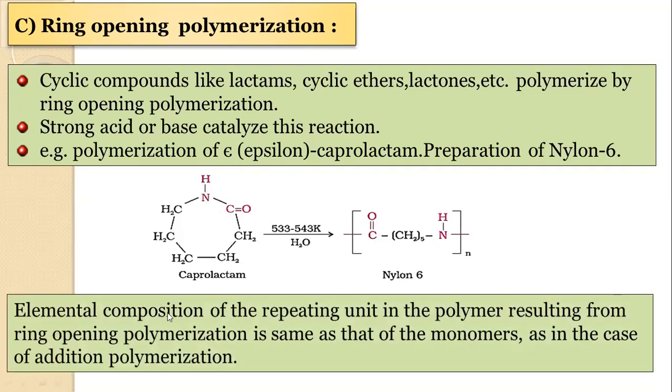And the elemental composition, I will explain what is meant by elemental composition. It means if there are 5 CH2 groups present, all the 5 CH2 groups will be present in the polymer also. So there is no loss of any molecule. This is called the elemental composition of the repeating unit in the polymer. The result is the same. Whatever the number of carbons, hydrogens, and nitrogens, it will remain the same in the polymer. This is called elemental composition.